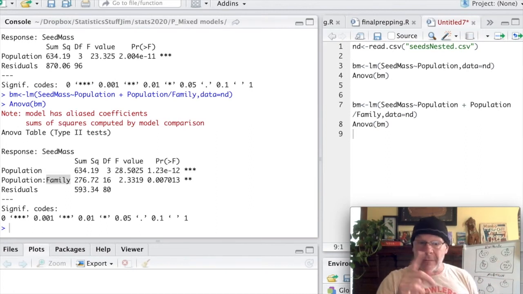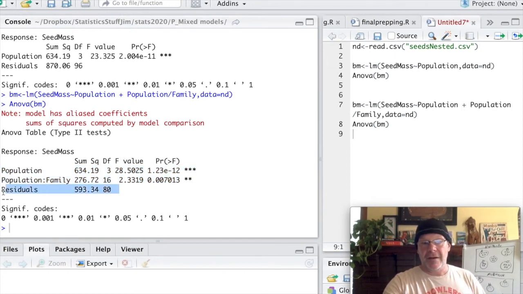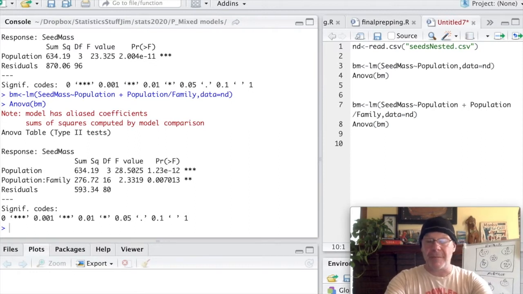Okay, so the reason why this is a very common error in the output here is that the computer is always using the residual sums of squares as the denominator when it's calculating the F statistic. If we look at how it's calculating this F statistic, the 28.5 associated with population, what do we need? We need the mean squared for population, which is 634.19.